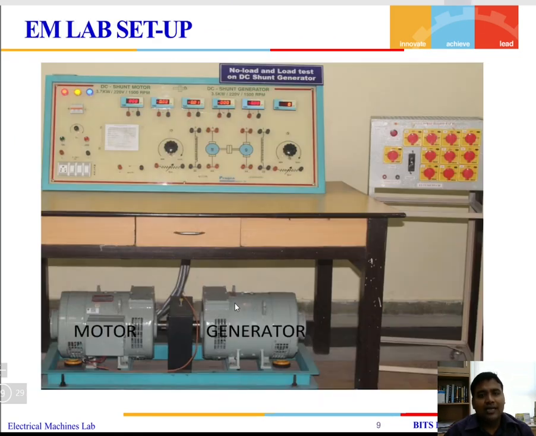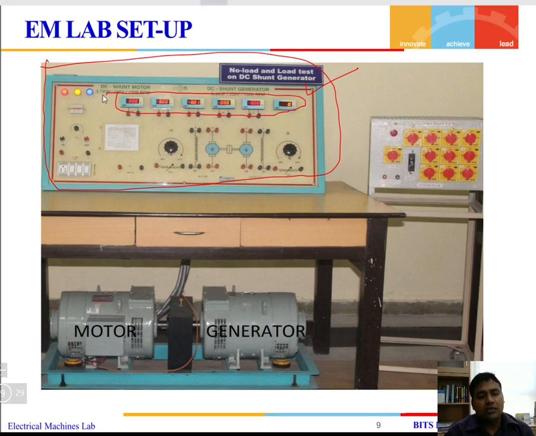So this is the setup that we are going to use in the lab. Here we have all the panels. This experiment will be used to conduct the no load and load test on a DC shunt generator. We have all digital instruments here which are used to measure the voltage, current or the speed.